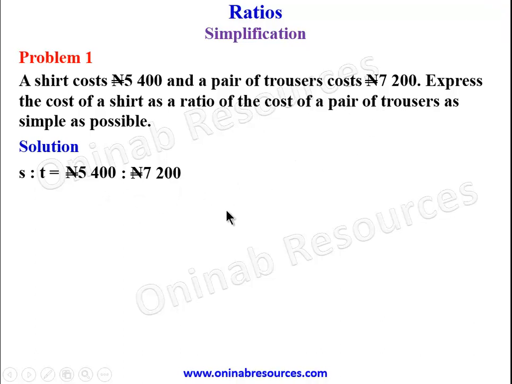So we then simplify. These two zeros cancel these two zeros here. We will be left with 54 ratio 72. And it can still be simplified further. We divide both sides by 9. So 54 divided by 9 gives 6. 72 divided by 9 gives 8. So we have 6 ratio 8.